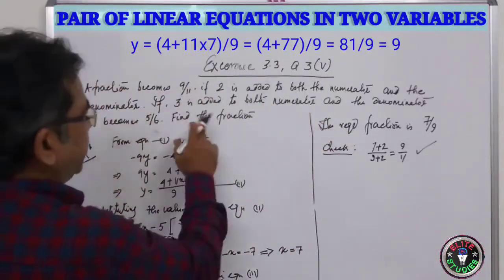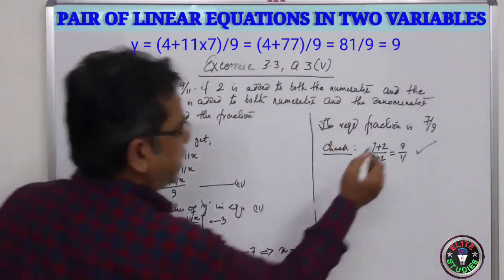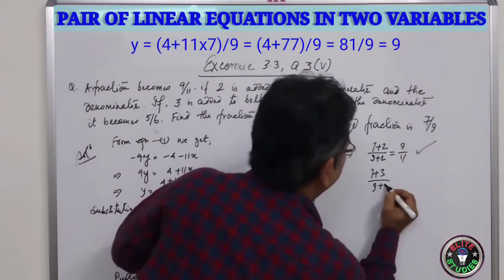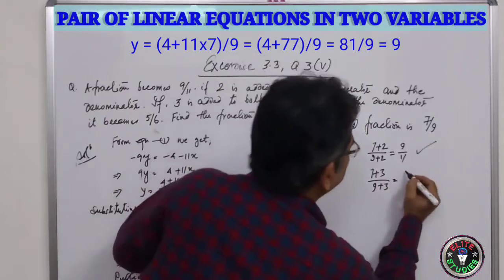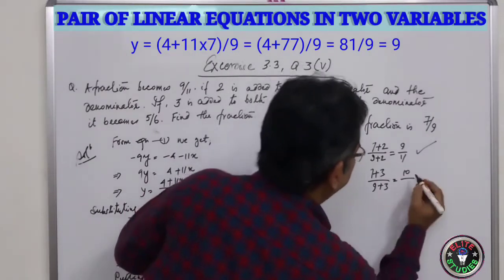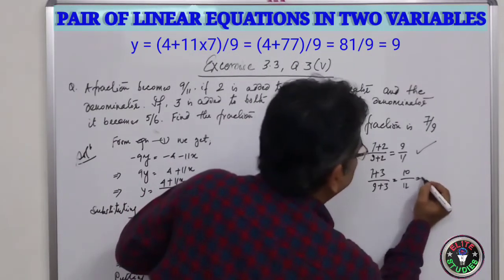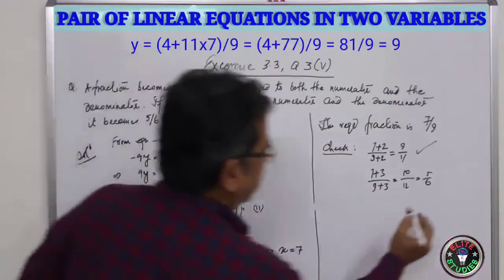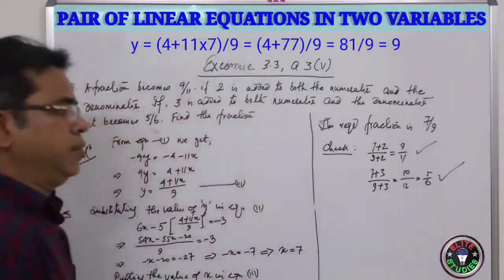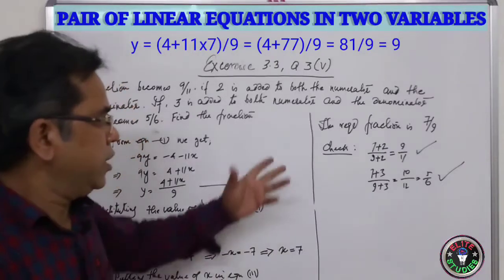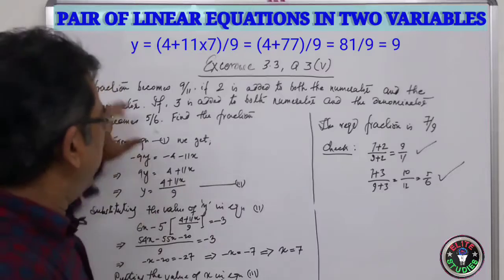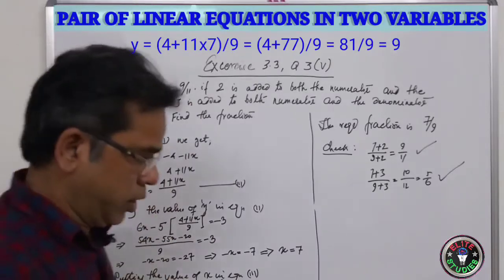Now the second condition is 3 is added to both numerator and denominator. Let us add 3. So it will be (7 plus 3) by (9 plus 3). So 7 plus 3 is 10 and 9 plus 3 is 12. So it is equal to, 2 5s are 10, 2 6s are 12, 5 by 6. Now it has become 5 by 6. That's it, dear students. So in this way, you can solve word problems like this by the method of substitution.